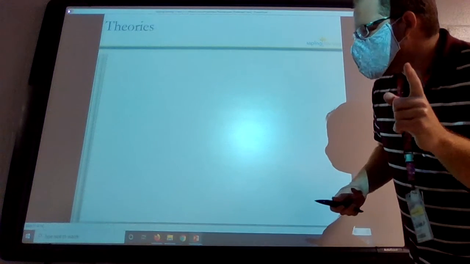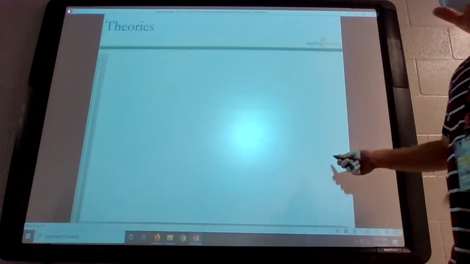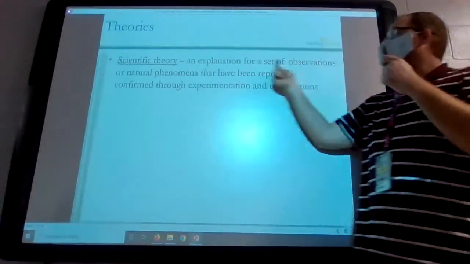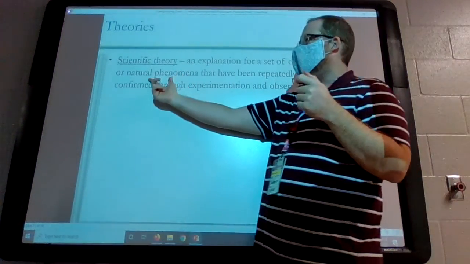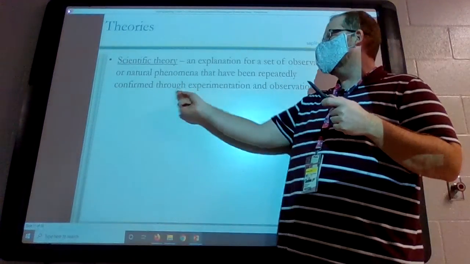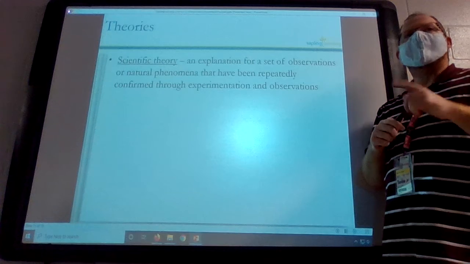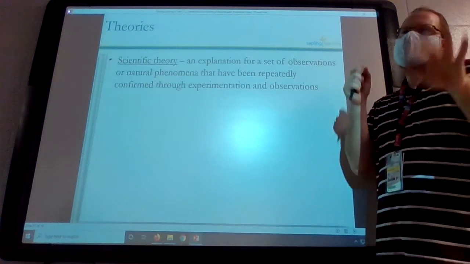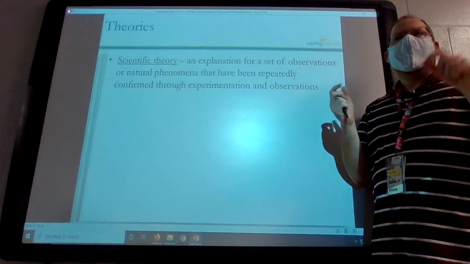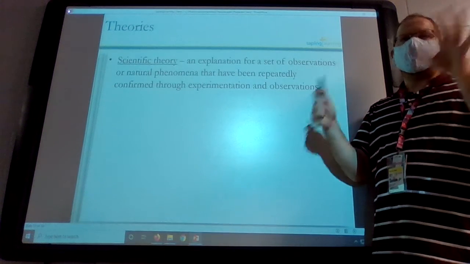Now we move on to theories. We only got 5 slides left, so this shouldn't take too much longer. A theory is an explanation for a set of observations or natural phenomenon, like we talked about yesterday, that have been repeatedly confirmed through experimentation and observation. So don't think of a theory as something that we're not particularly sure about. Think of a theory as something we have proven.